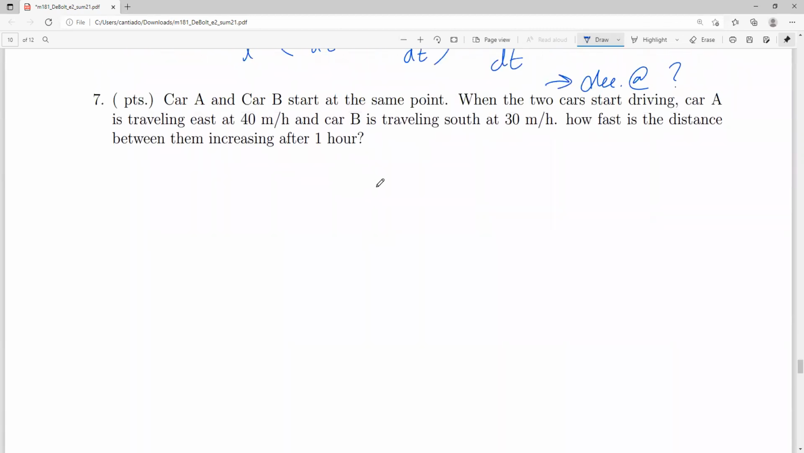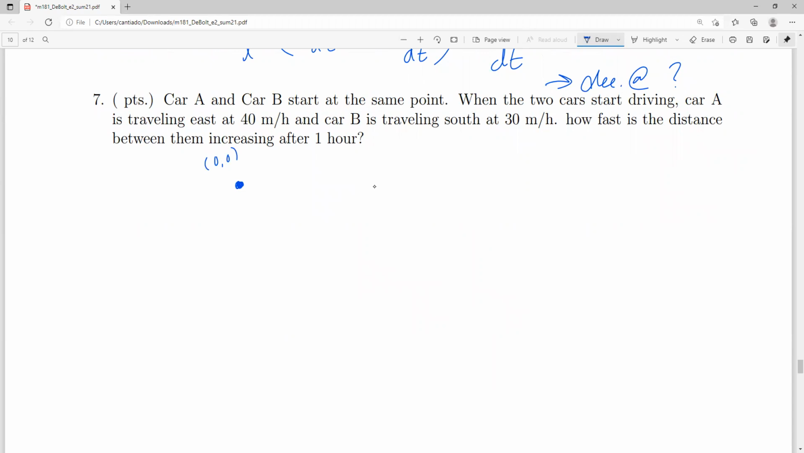7 has 2 cars at the same point. When the cars start driving, car A travels east, car B south. How fast is the distance between them changing? Okay, well, here's the question. They start at the same point. Let's say that this is the origin if you want to make it simpler.